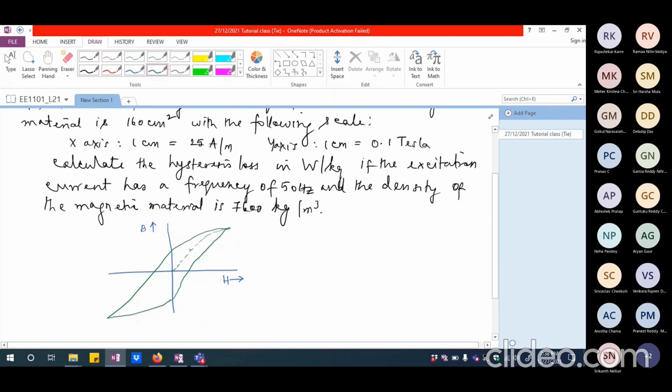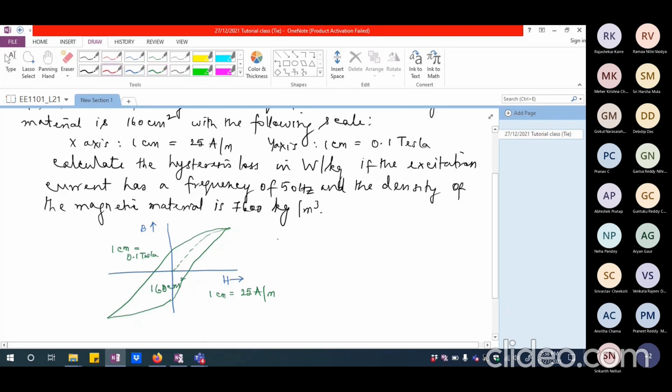And what is given here is the H scale: 1 centimeter equal to 25 ampere per meter. And in the Y-axis, the scale is 1 centimeter equal to 0.1 Tesla. This is what is given in the problem, and the area under the loop is given to be 160 centimeter square overall. Right? This is the data that is being given.